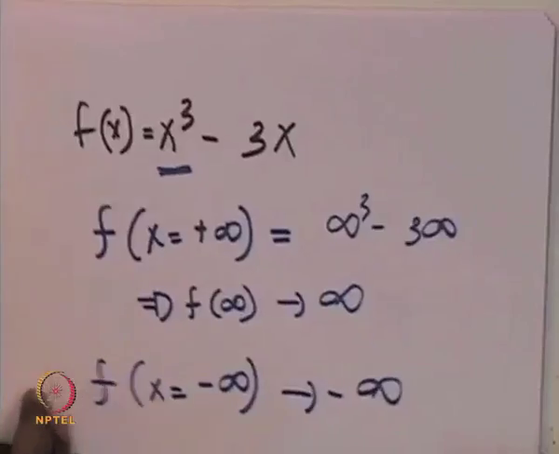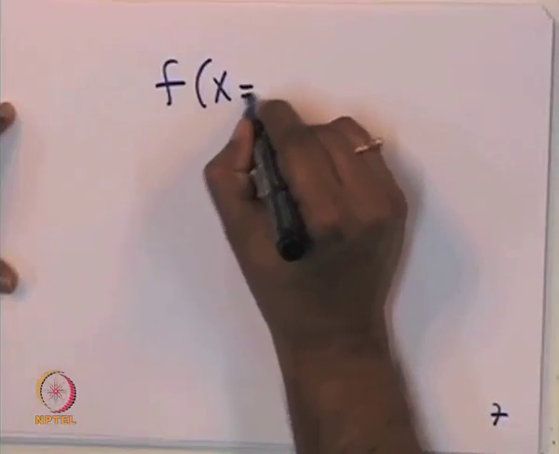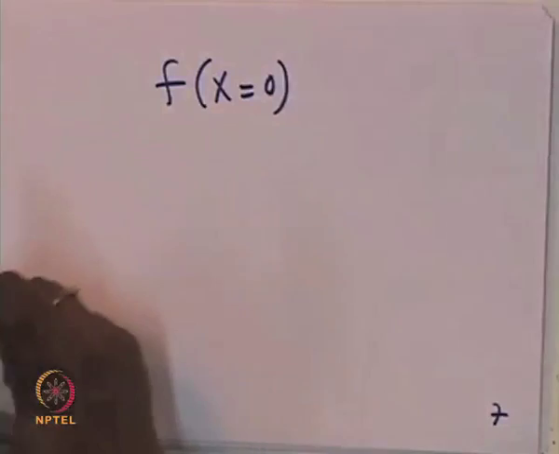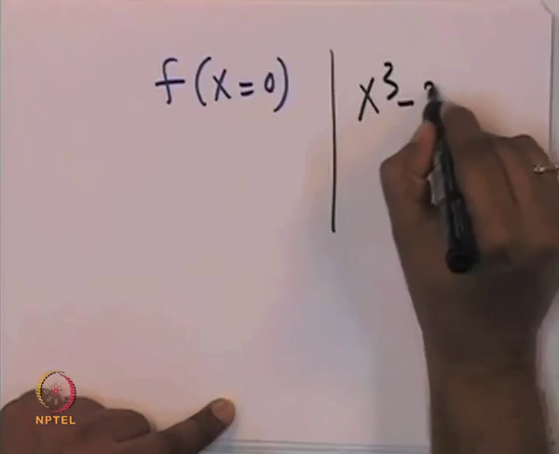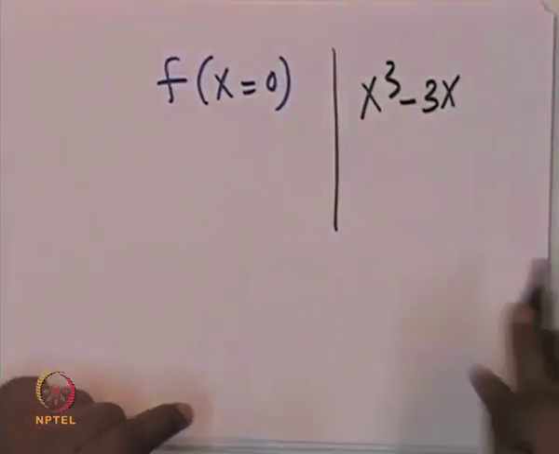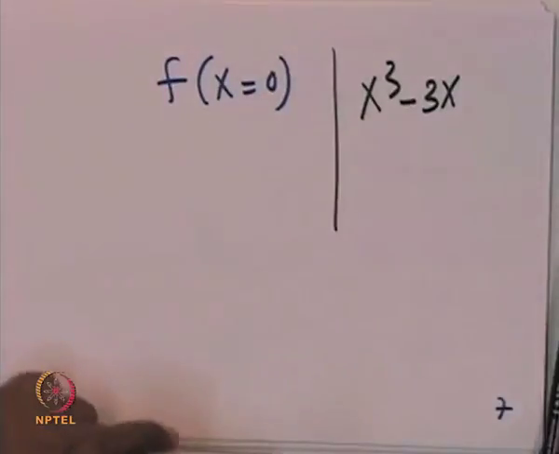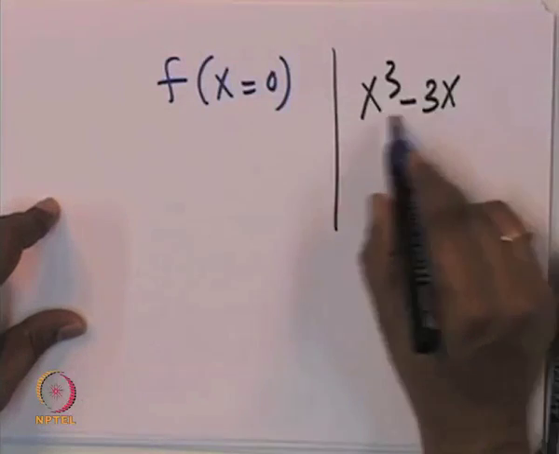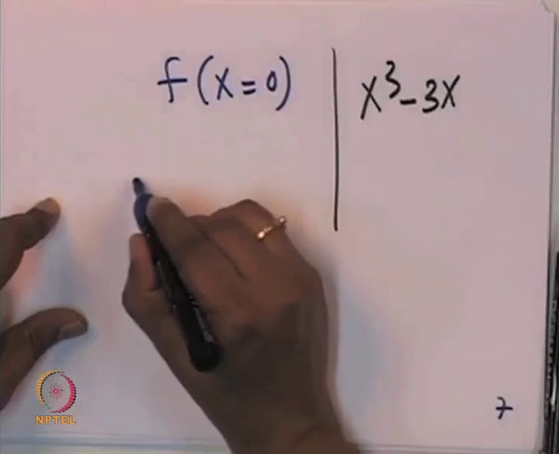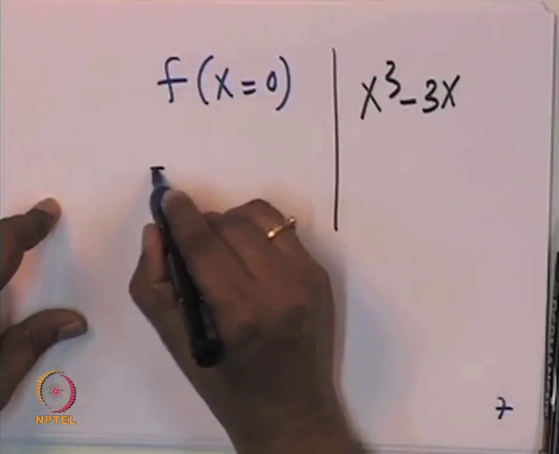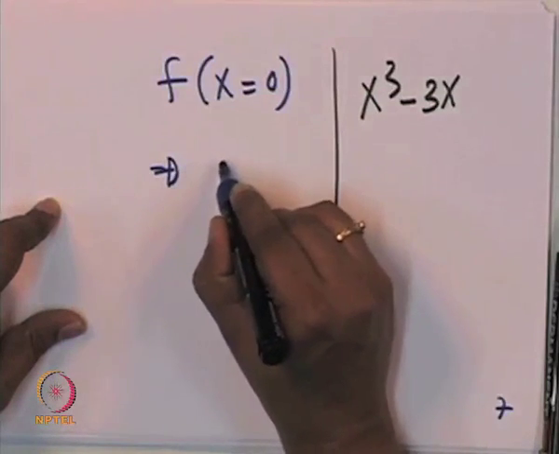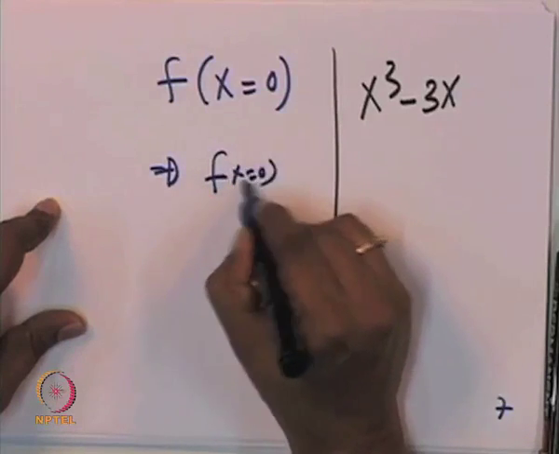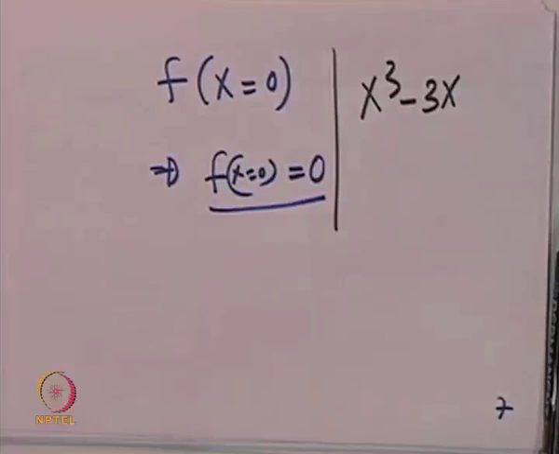Now, the next one is what happens when x equal to 0. Let me write the function here again: x cube minus 3 x. At x equal to 0, you put 0 here and 0 here. So, this is 0 minus 3 into 0, which is 0. So, f at x equal to 0 is 0 itself. The function is 0 there.